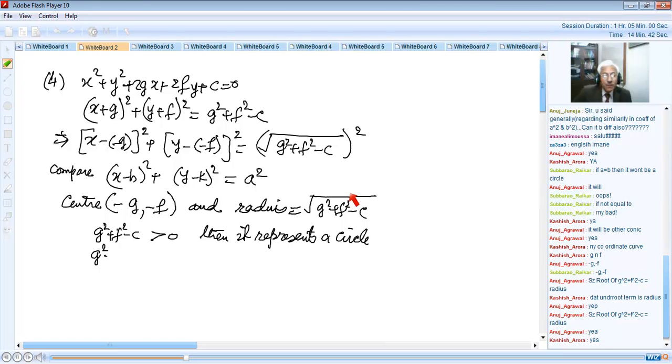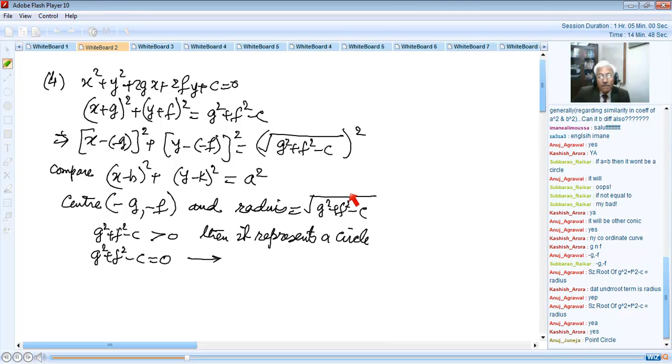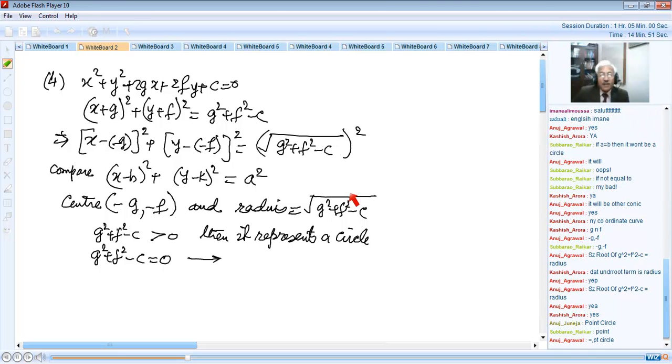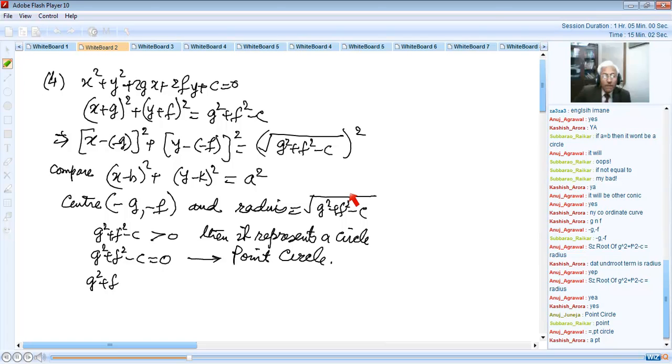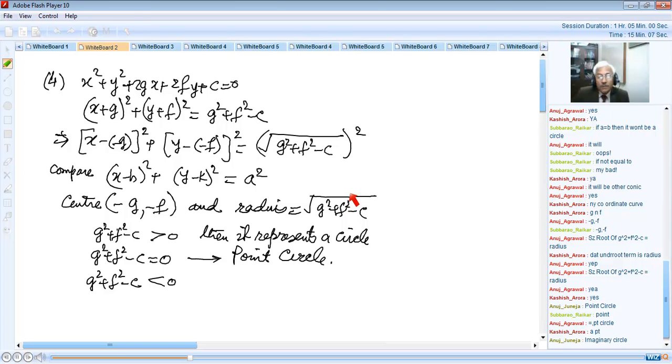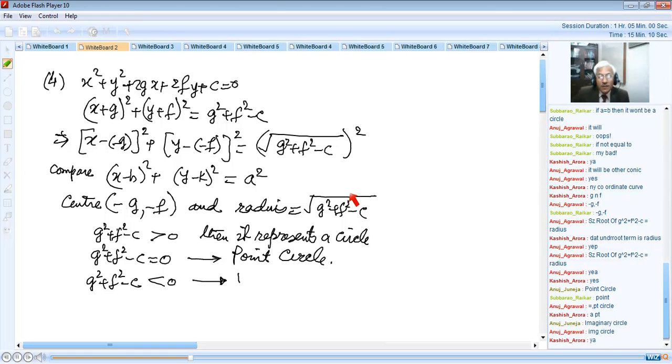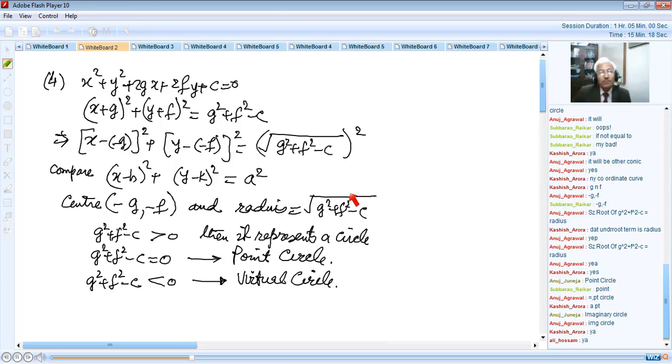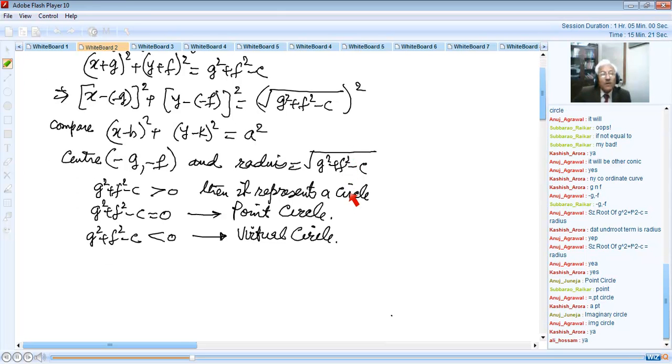Now if g square plus f square minus c is equal to 0, can you tell me what should happen? It will become a circle with 0 radius. That is called a point circle. Very good. Now if g square plus f square minus c is less than 0, what happens? It becomes a virtual or imaginary circle. It is not in reality a circle at all. That was our point here.